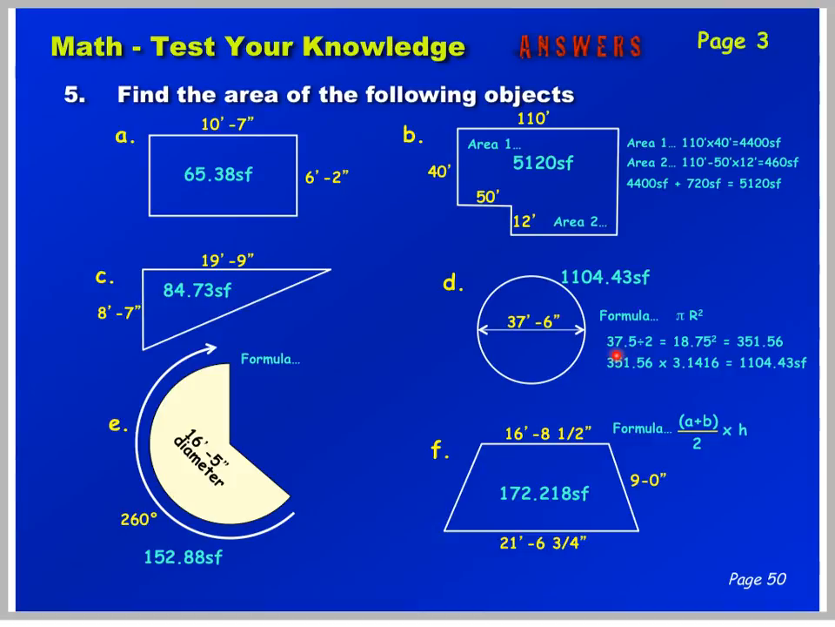To work out the math, we have 37.5, which is 37 foot 6 inches, divided by 2 equals 18.75 feet. Squared equals 351.56 square feet. And then you multiply 351.56 times pi, which is 3.1416, and you get 1,104.43 square feet.